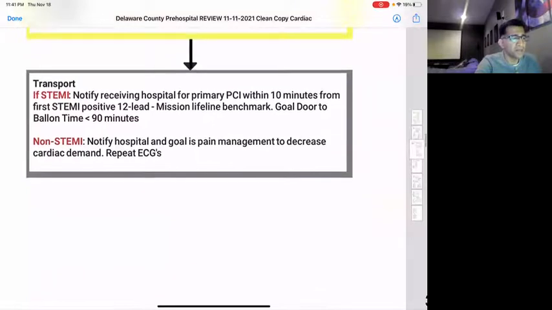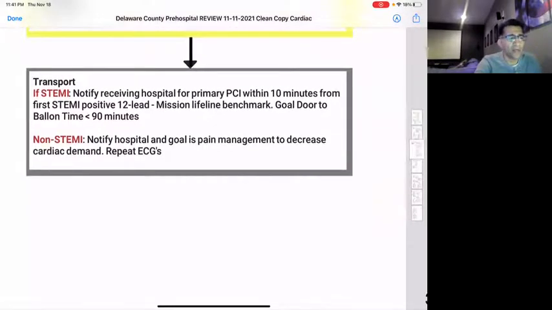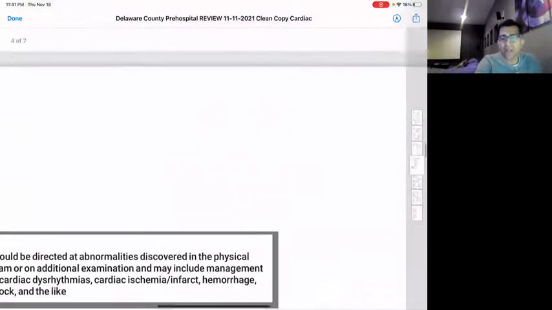But when all is said and done, if it's STEMI, notify the hospital, go to a primary PCI place where you could actually get the work done. And of course, we're going to try to hit those Mission Lifeline benchmarks, right? We want a good door to balloon time of less than 90 minutes if we can. So that is our basic STEMI protocol.